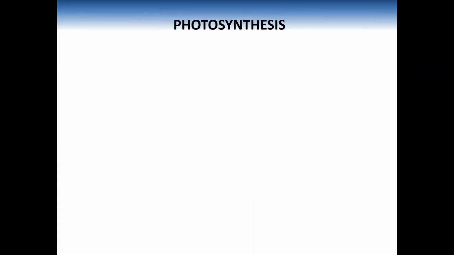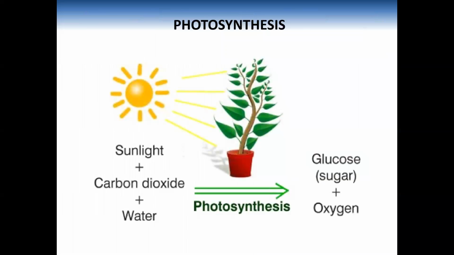What about photosynthesis? In photosynthesis, green leaves of a plant prepare food, that is glucose, with the help of sunlight, carbon dioxide, and water in the presence of green pigment known as chlorophyll. During this process, oxygen is also released.